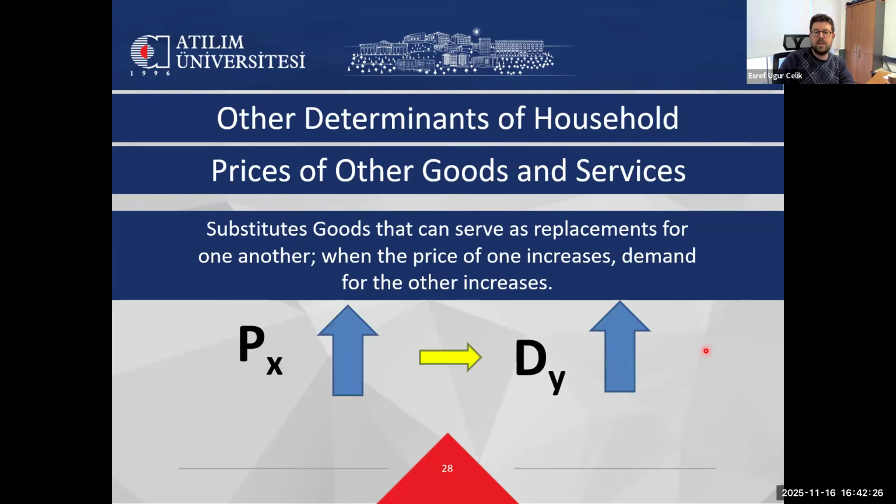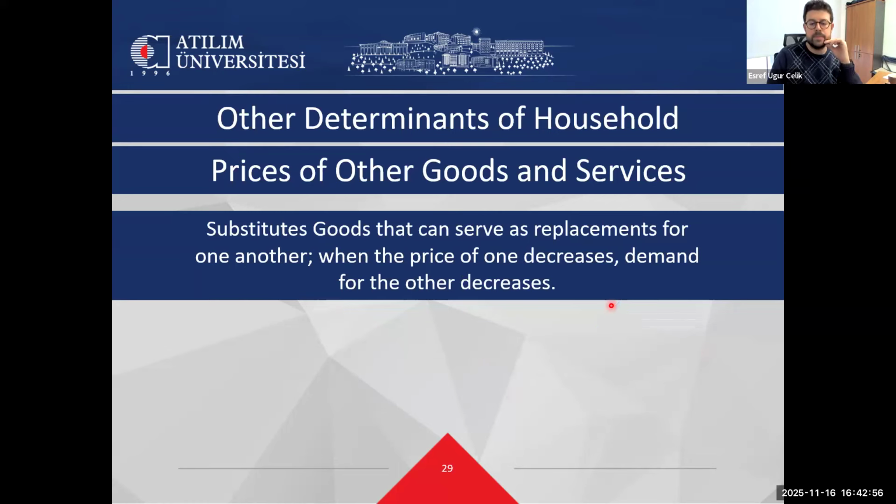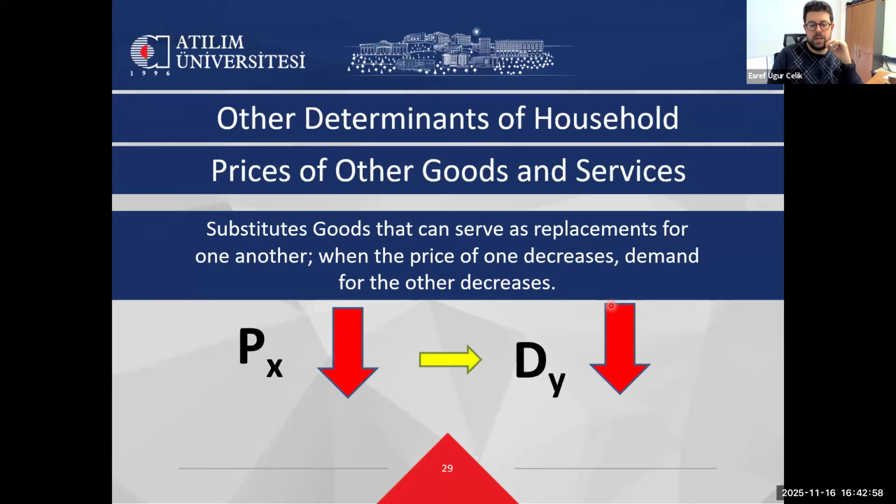If you see a positive relation like that, when the price of good X increases, then the demand for Y increases. That is called a substitute. What is the reason behind that? When the price of X increases but there is no change in the price of Y, under that condition, relatively, good Y becomes cheaper. That's why people demand Y. Okay? And vice versa.